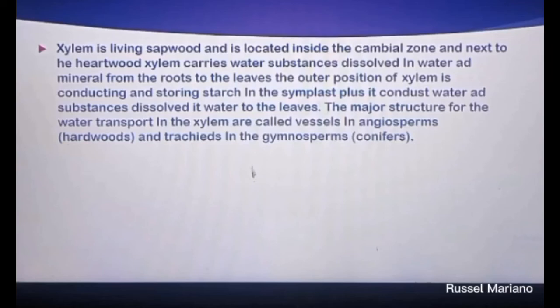The major structures for water transport in xylem are called vessels in angiosperm hardwoods, and tracheids in the gymnosperm conifers.